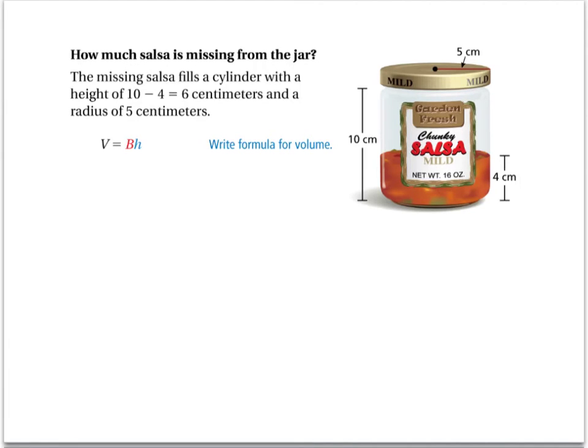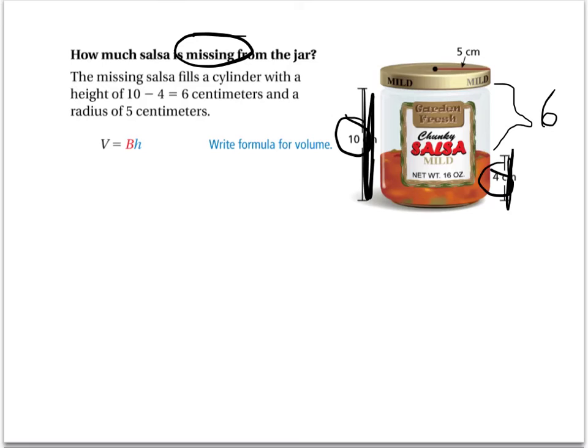Here's kind of an everyday example. You've got a jar of salsa. The dimensions are given, with a 10 centimeter height. Your naughty brother, though, ate a lot of it, and you only have 4 centimeters left. So we want to know how much is missing. So you've got to think about missing. That means this part of it here is the part that's gone, so that means 6. How do I get that? Well, 10 minus 4 gets me 6 centimeters of salsa your little brother ate. So you want to solve for that.